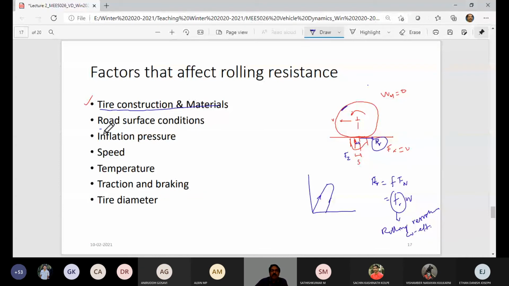That can be road surface condition or inflation pressure, speed. As speed increases, your rolling resistance increases. Temperature, as temperature increases, you would also have a variation in your rolling resistance. Either you do traction or braking. The tire diameter also has an influence. So I would recommend that you go through the textbook by Wong and then read. There are example cases for all this to understand.